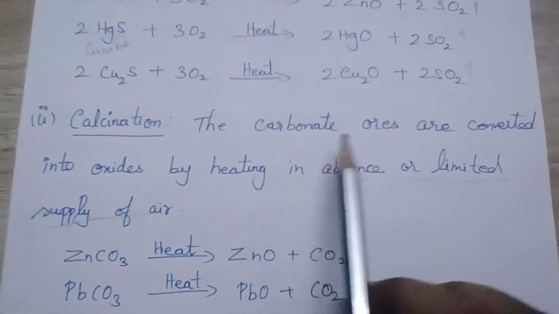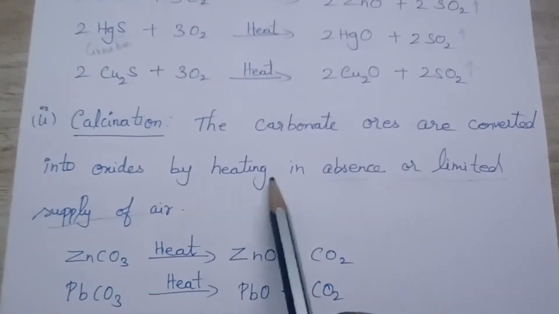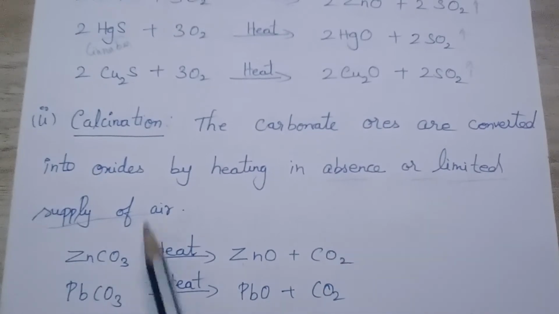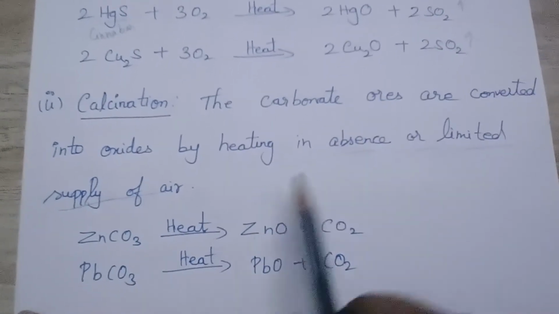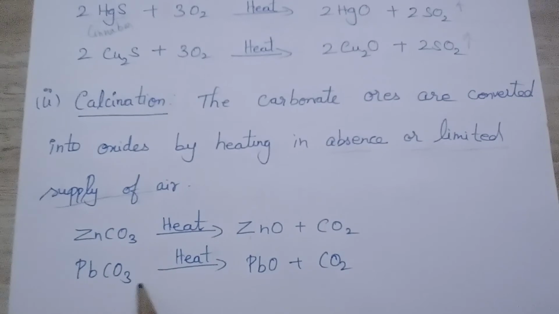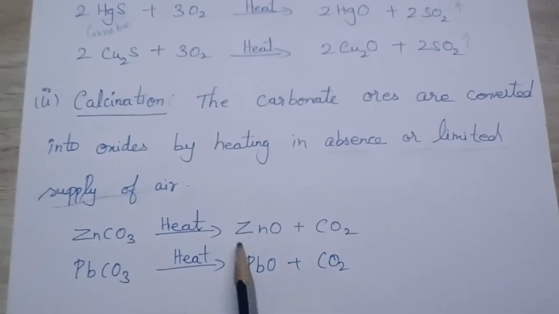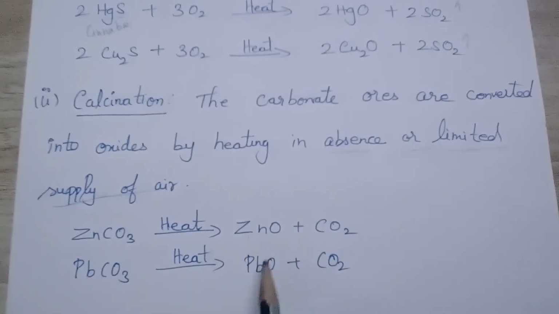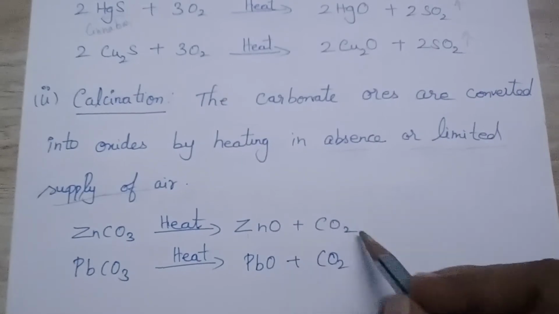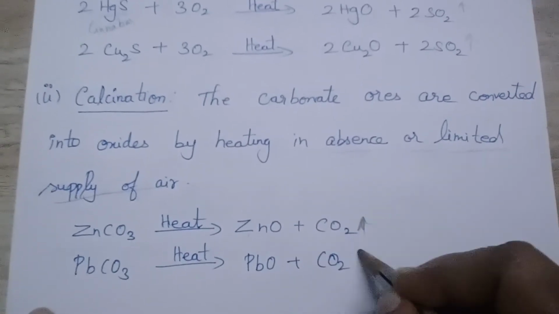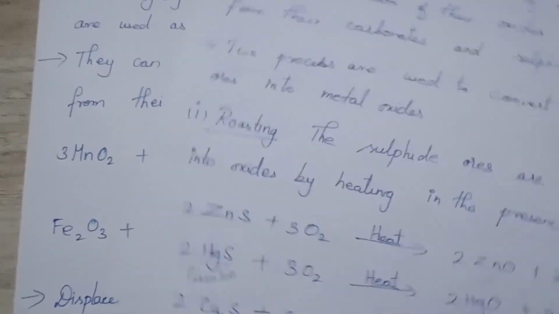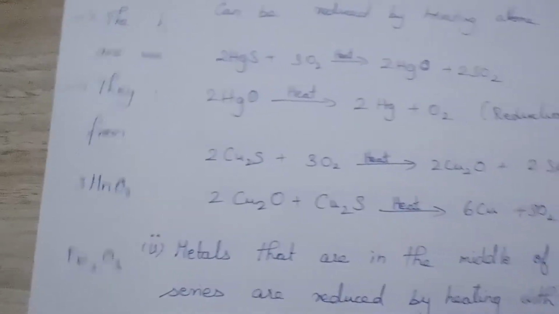Next, calcination. Calcination means the carbonate ores are converted into oxide by heating in the absence or limited supply of air. Carbonate ores are zinc carbonate, lead carbonate. When heated, they are converted into zinc oxide and lead oxide, leaving CO2 gas. Once it is converted into metal oxide, it can be easily reduced.